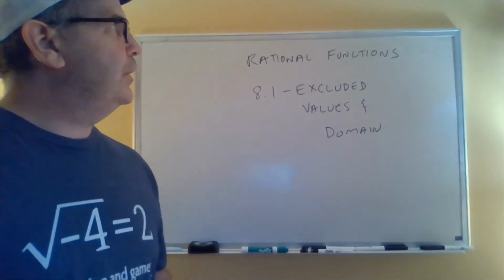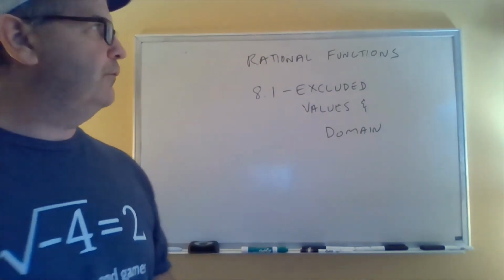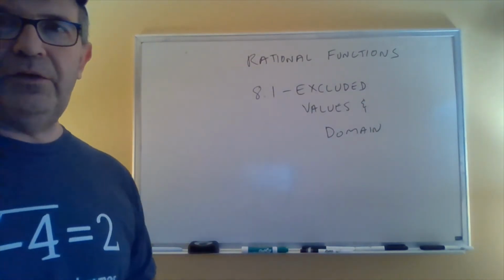Hello, Algebra 2. We are now starting our unit in rational functions. This is the video key for our first lesson in that unit, which is 8.1, and we're going to be talking about excluded values and domain.